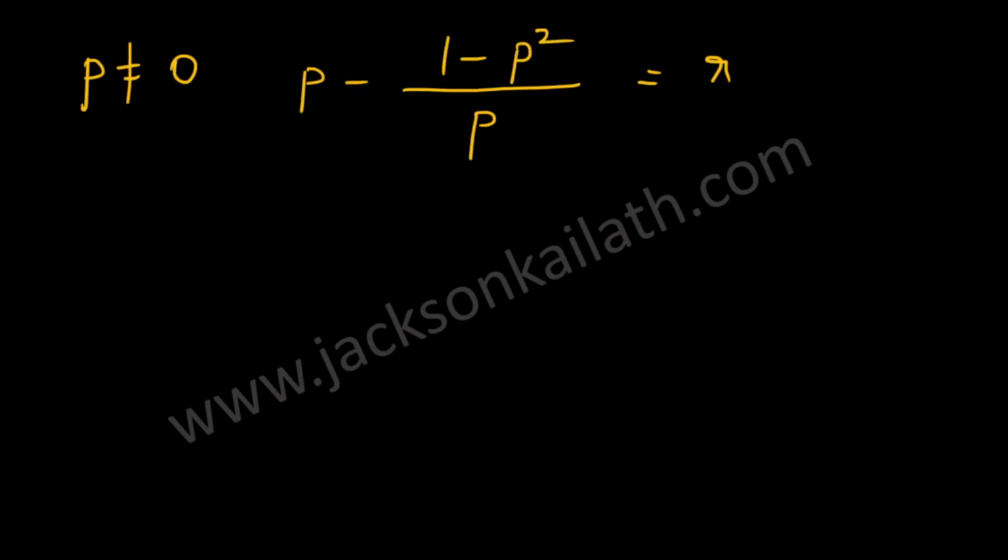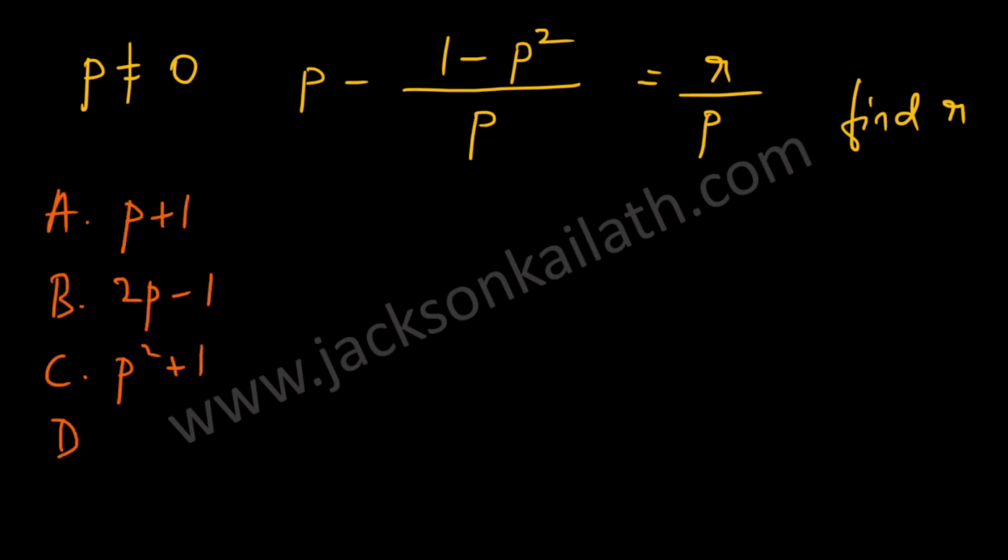In this question, it's given that p is not equal to 0 and p minus (1 minus p square) by p is equal to r by p, and we need to find the value of r in terms of p. So that's the question. And look at the answer options. So these are the 5 answer options.